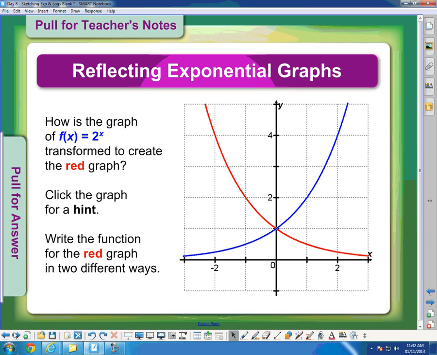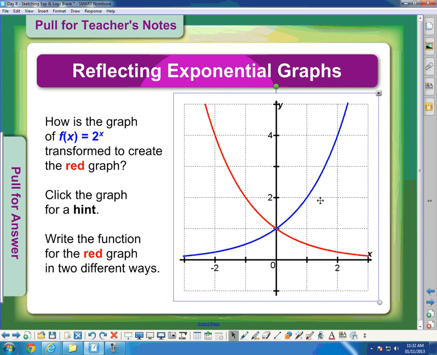So if we click on the graph for a hint, we might be able to see it. So you see the blue graph flips over to make the red graph. I can put it back. That is a reflection about the y-axis. That means it's a reflection left or right. How do I influence things left or right? Well, I need to look inside the function.